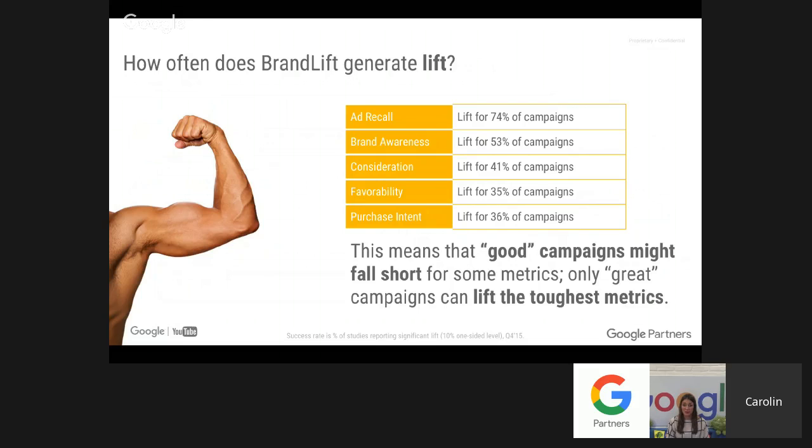That means, for example, that lower funnel metrics are harder to move because people are less likely to move down that funnel. So it is harder from the BrandLift perspective to really move those metrics. That's why, if you want to move the purchase intent of people, you need to have a really great creative. As you can see, only 36% of the campaigns that ran in Q4 with BrandLift were able to really move the purchase intent. So keep in mind that the creative especially is really important here.